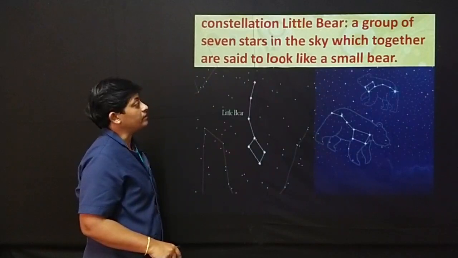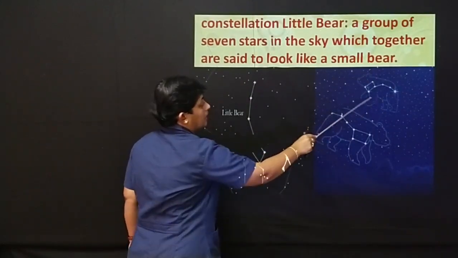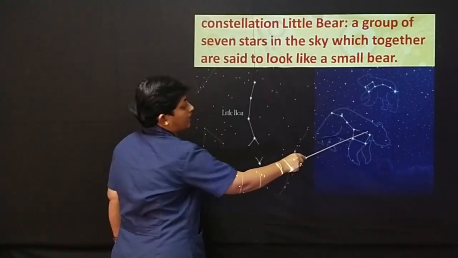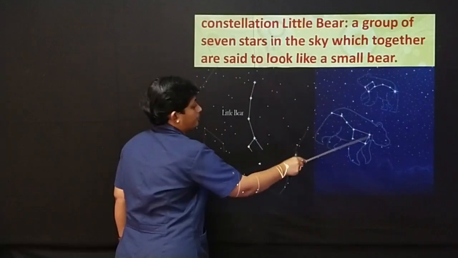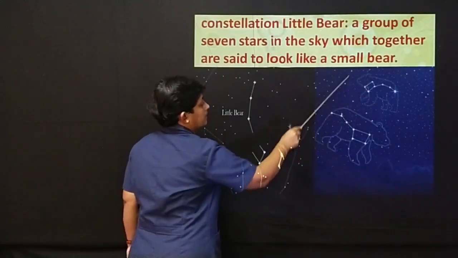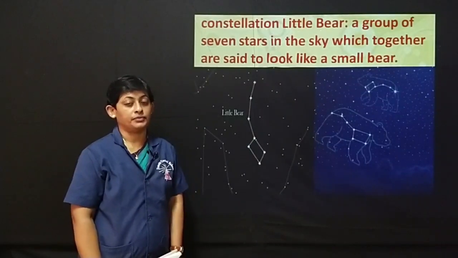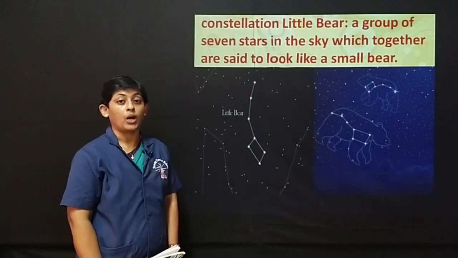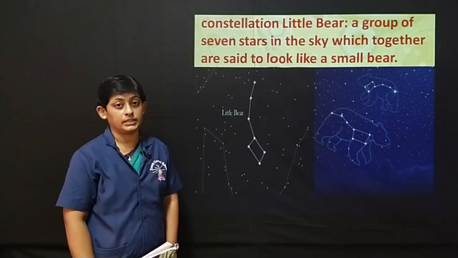So, the 7 stars which together make up the little bear that is here, and if it is bigger than that, it is called the big bear. So, this is the big bear and this is the little bear. So, with this I come to the end of this chapter. Now, let us begin with the grammar part of this chapter.